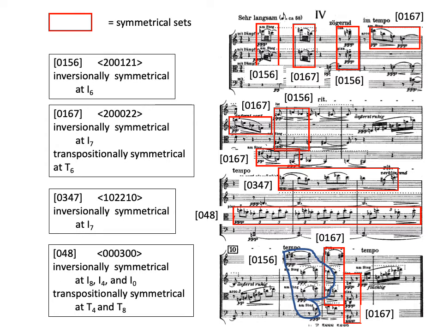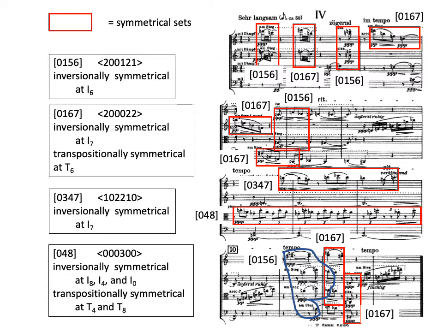For instance, that 0156 set is inversionally symmetrical. If you invert it at inversion level 6, you'll get the exact same pitches. And the way you can see that is you look at the notes, you look at the numbers, and figure out what would I have to add to each of these numbers to get 6. So to add up 0156 and make each number equal 6, I would have to go 6510, the exact same notes.